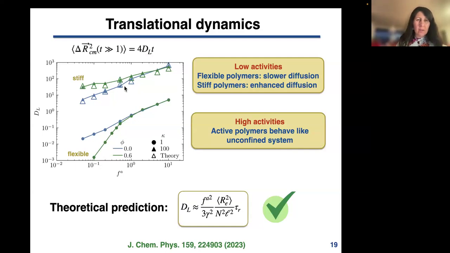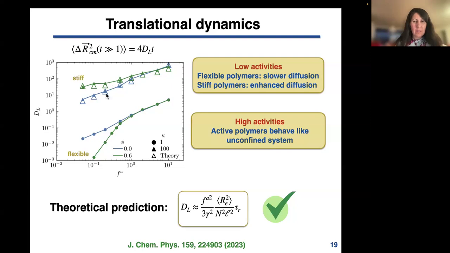What happens now if you look at the long time diffusion, I mean the center of mass long time diffusion? Here I have shown both flexible and stiff polymers. For the flexible one, the blue lines are the free space, the green ones are when they are under confinement with the periodic array of obstacles. You can see that at low active forces the diffusion is slower. It's because most of the time it spends in caging. But at high enough activity, as you saw, you almost recover the free space behavior.